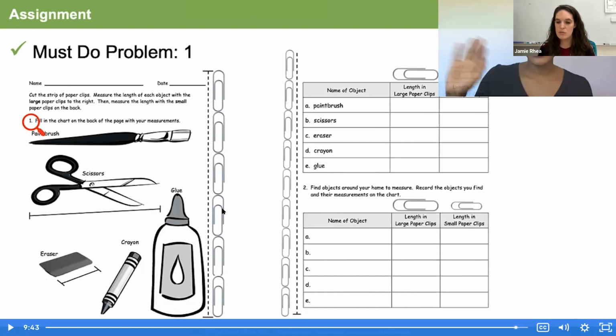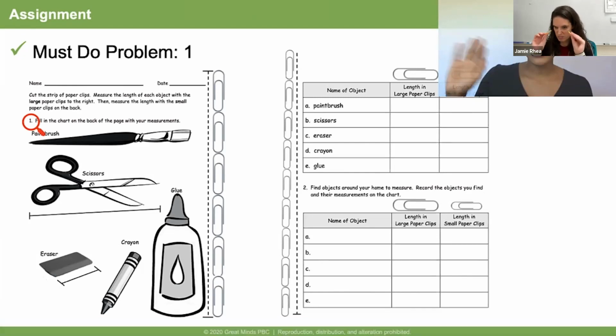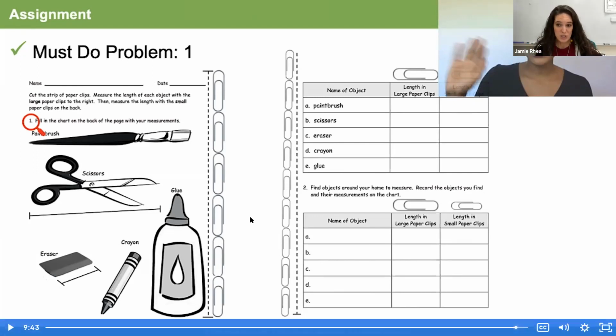If you guys have any questions about this, because I know this is a little tricky this time, because we're using different objects than what it tells us to do, and we can't really cut out our papers, please email me and we'll work on it, okay?